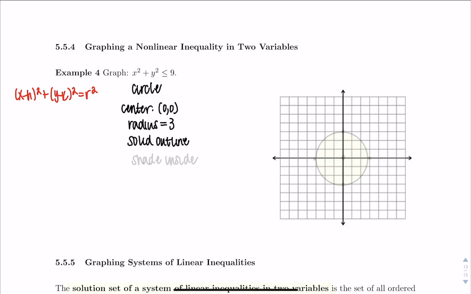I will be shading inside because it's less than. So we have a center at 0, 0, and we need to go out 3 units in all directions. This is going to be a solid circle, and we will be shading inside.